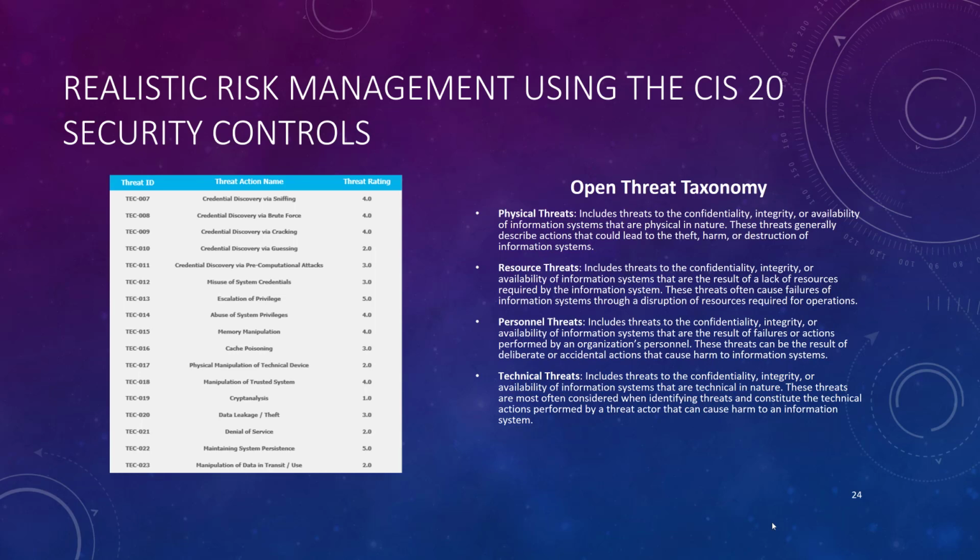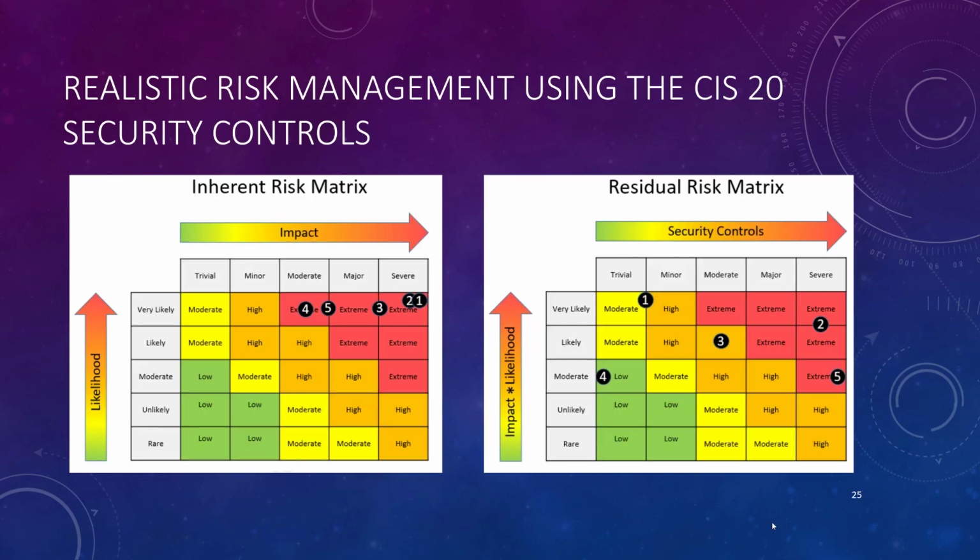This is just a shot from the open threat taxonomy. And you can see they've got different types of threats: physical, resource, personnel, and technical threats that are included in there. Well worth the read, and then the consideration of to what degree do these apply to my environment? And the screenshot over on the left is just a small subset of all of the things that are actually within that open threat taxonomy.